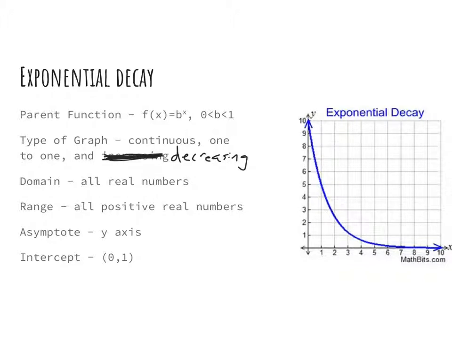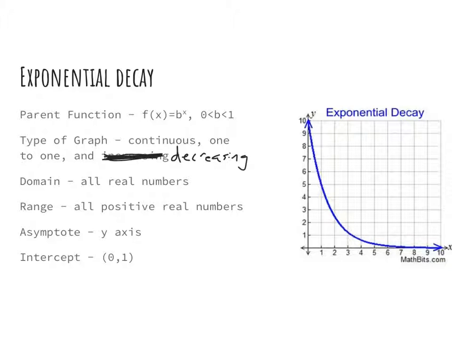We also have the exponential decay function. If you look at the graph, it's pretty much the opposite of the growth. It starts out very, very high, and then it gets very, very small very quickly, and then it levels out. The parent function is the same as the growth, b to the x, but now our base is between 0 and 1. The type of graph, it's still continuous, it's still 1 to 1, and it is decreasing.